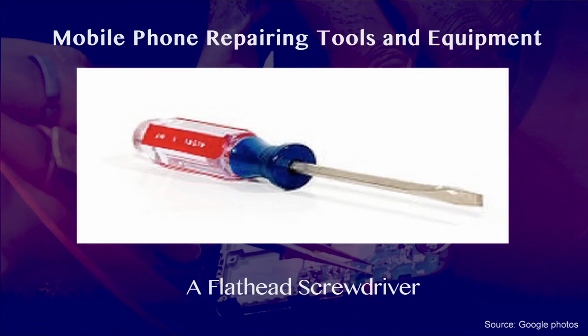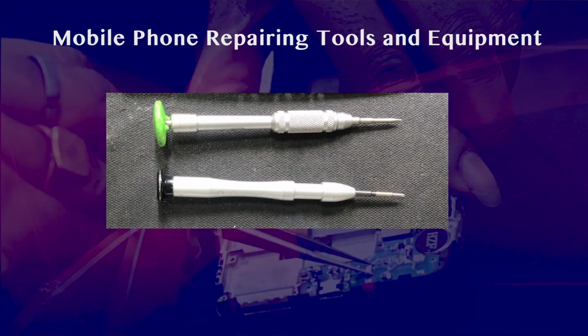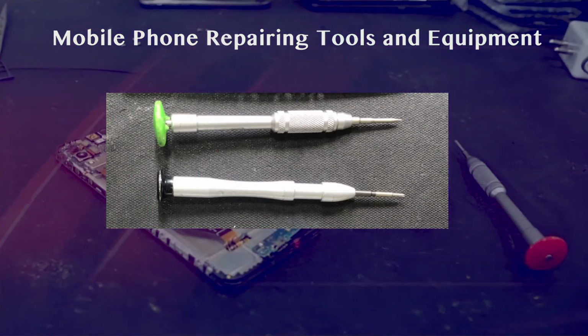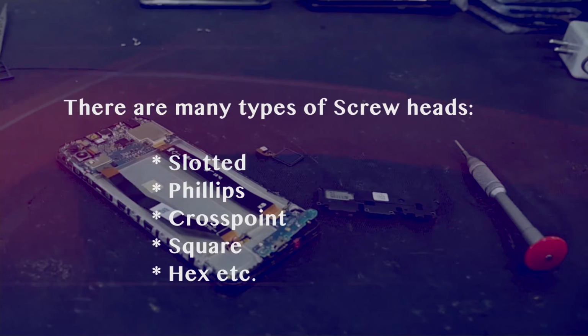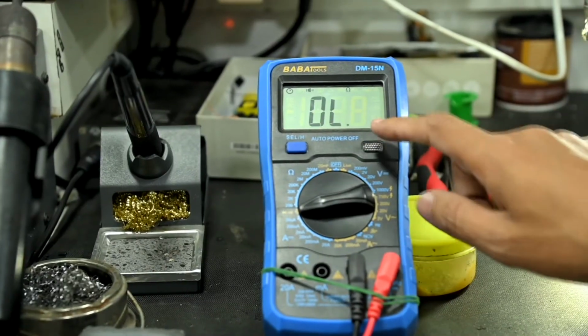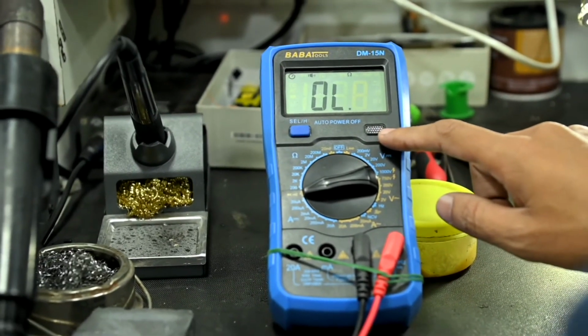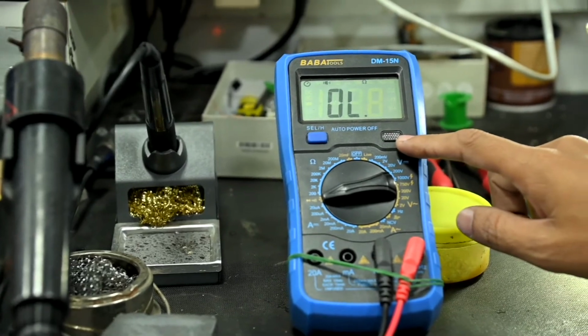Next, mobile repairing tools and equipments. The basic testing tools used for mobile phone repairing are discussed here. This is the screwdriver. It is used to tighten or remove screws from a mobile phone. There are many types of screw heads, of which the most common are slotted, Phillips, cross point, square, hex, etc. Then multimeter. A multimeter is an electronic instrument capable of measuring voltage, current, resistance, etc.